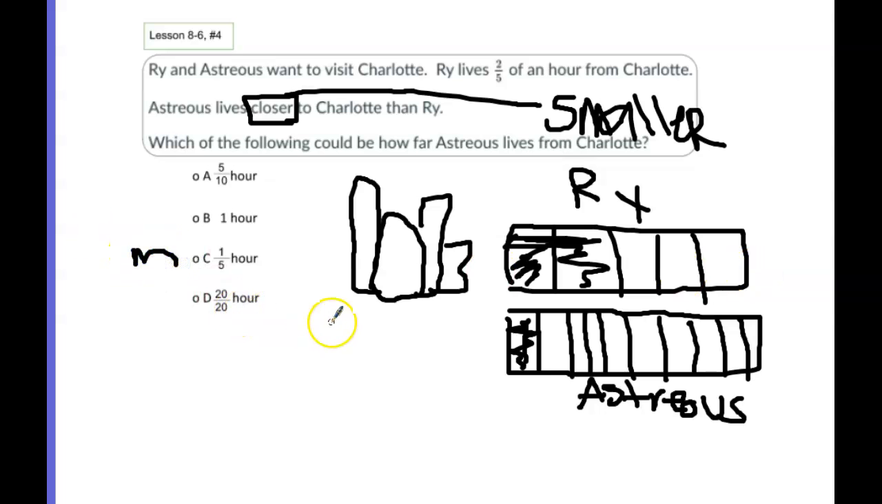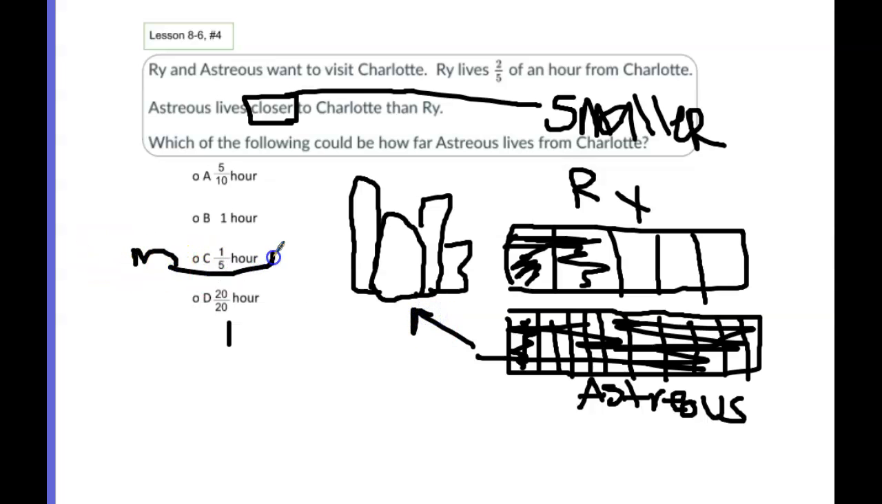And then 20 over 20 is one whole again, right? We know 20 over 20 is one whole. So that's saying, imagine I had 20 of these lines, but shading the whole thing is one whole. Is that smaller or closer to Charlotte? No, it's not. So I know my answer is C.